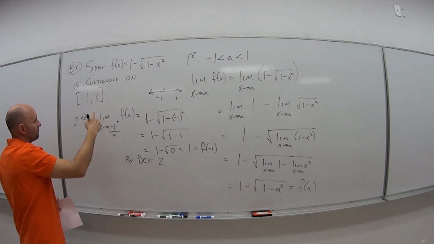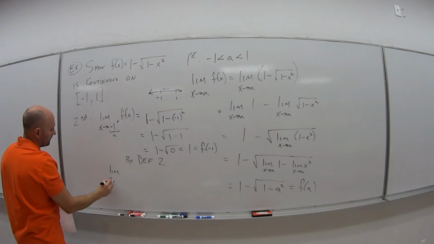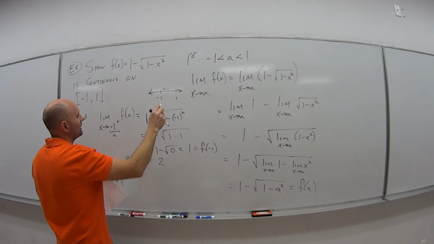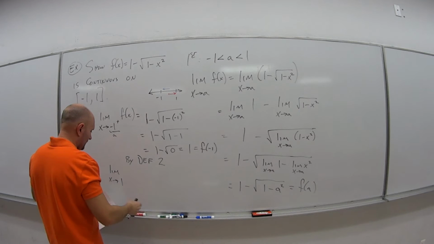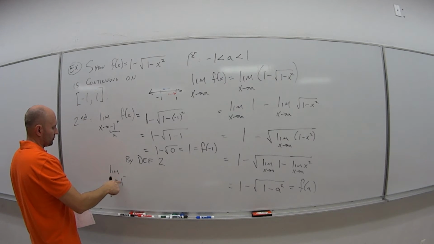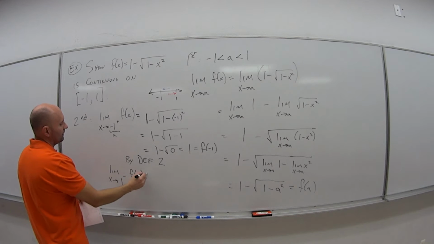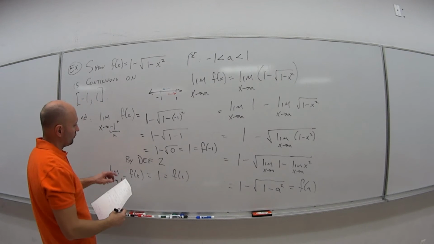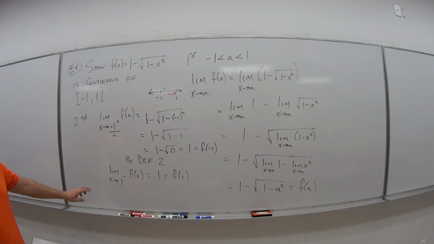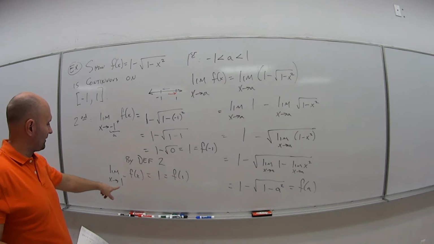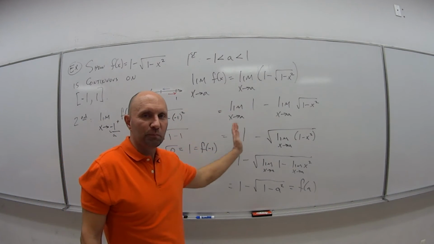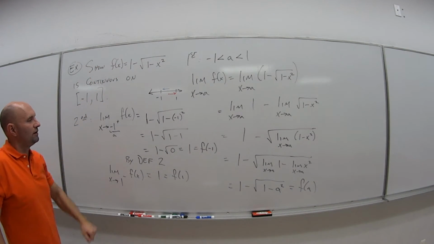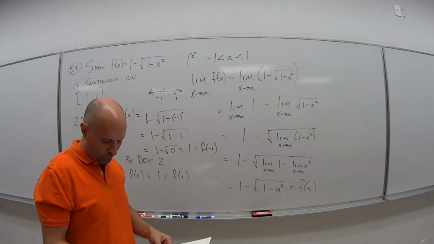Same thing for the other endpoint, +1. The only difference is we're approaching 1 from which side? Well, now the only way to get towards 1 is if we're approaching it from the left. So we get the limit as x approaches 1 from the left of f of x. And again, if we plug all this in, we end up getting 1, which is f of 1. So by the same definition 2, this is continuous at -1, it's continuous at +1, and the first part we showed is continuous at every number within the interval. Therefore, this function is continuous on the closed interval -1 to +1.